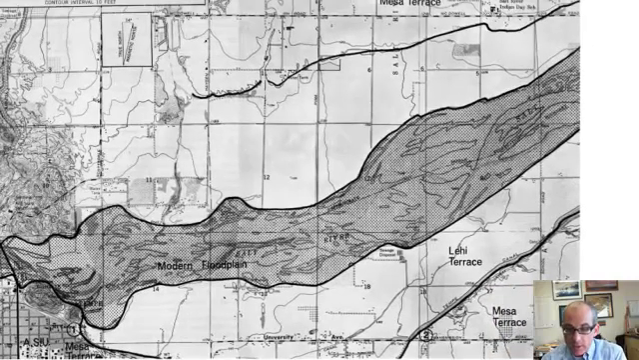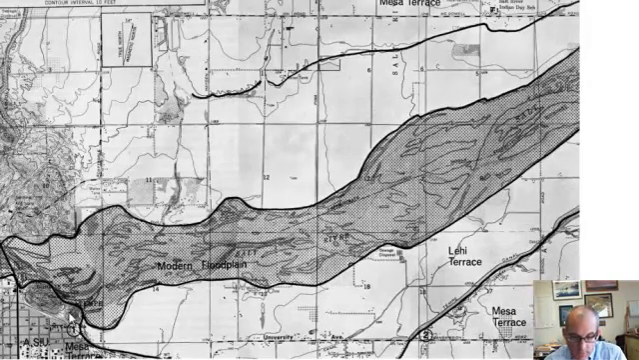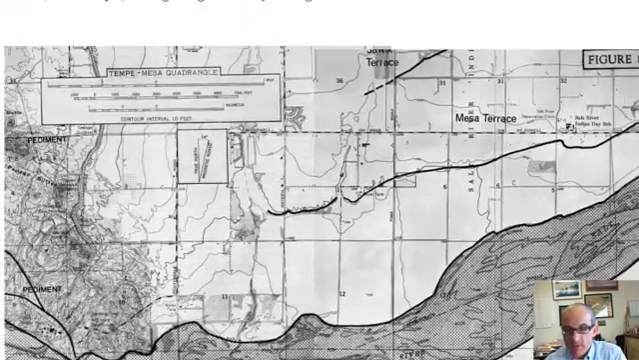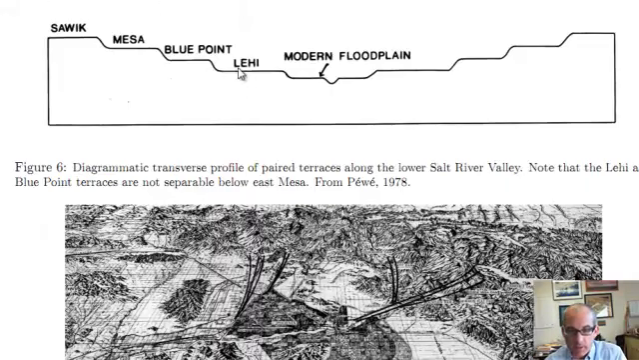So here around ASU, this is a map from Professor Pewe. Here on the left is Tempe Butte, and there's the modern floodplain, but then there is a matched pair of the Lehi Terrace and then a matched pair of the Mesa Terrace. So if we look back, that would be here and here. And at this level along the river, the Blue Point and Lehi are matched.